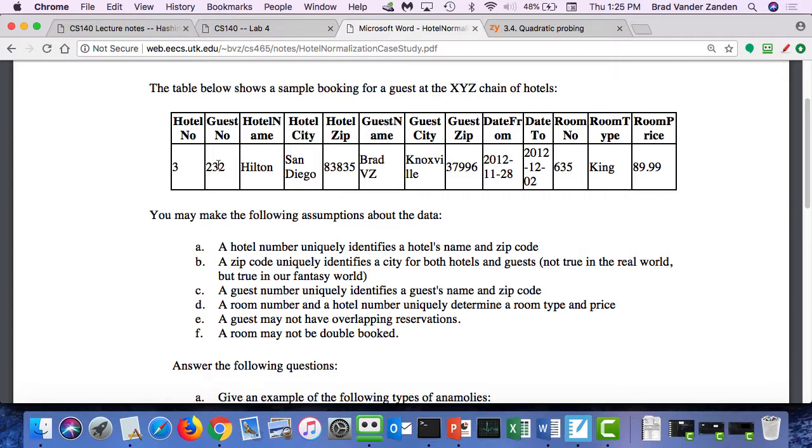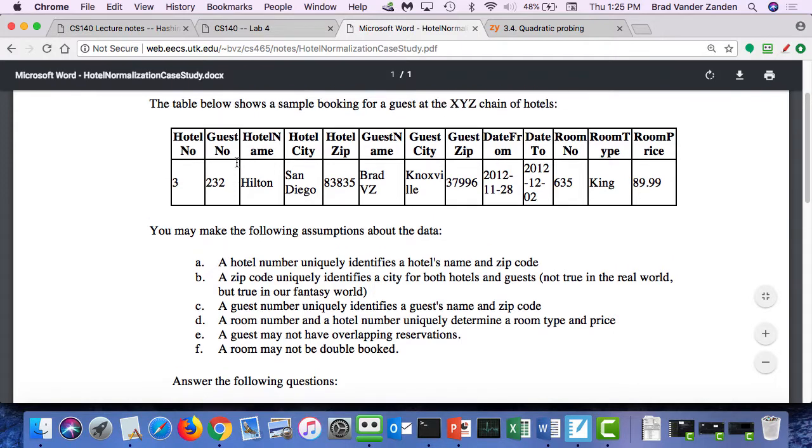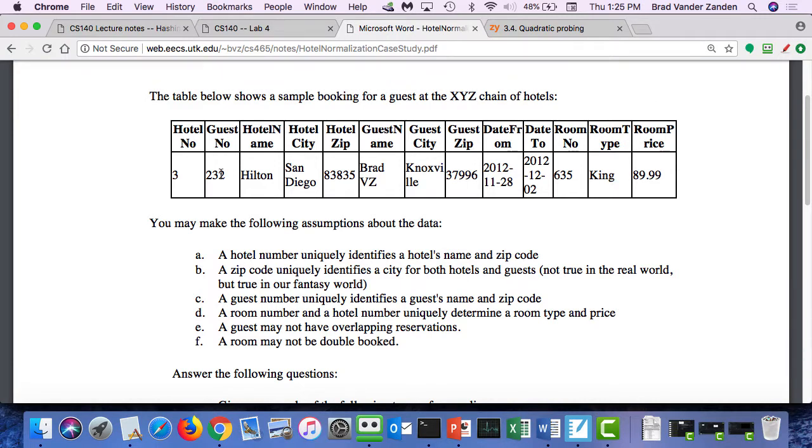Very good. Same thing with room. If you try to insert a new room, you also have to have a guest number. So you might try to insert a new room in a hotel, maybe we're expanding, and you can't do that unless you have a guest number.